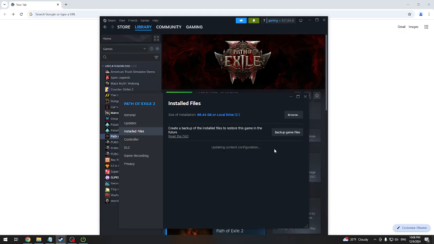Verify integrity of game files, and then you should wait until it goes to 100% and it verifies the integrity of your game files. If it's all correct, then you may need to uninstall the game and reinstall it, or try fixing your problems with network, because you may have some internal network problems with your own internet. And if it still doesn't work, you maybe need to try again or restart your PC.